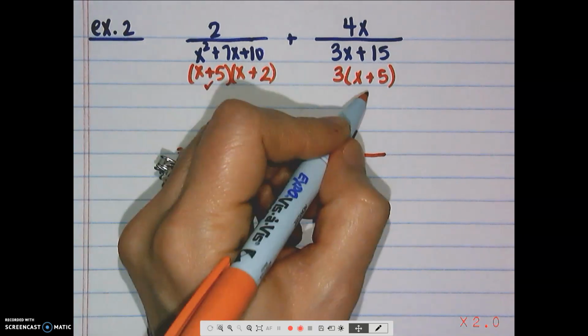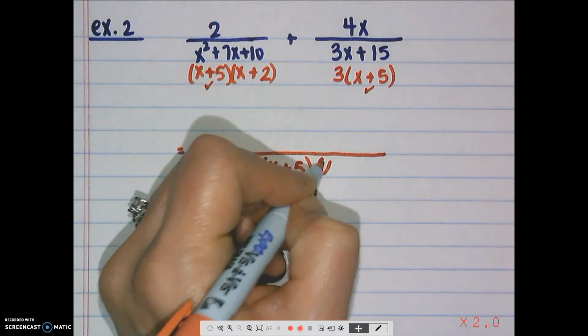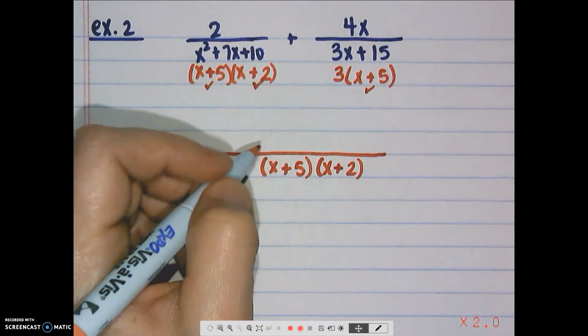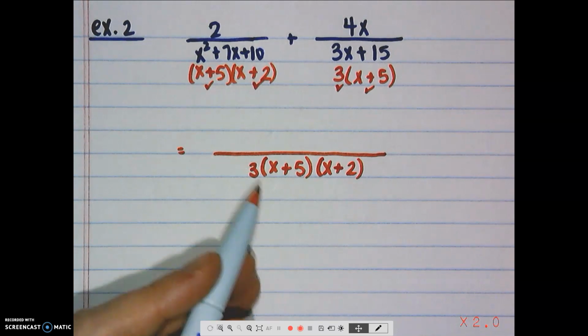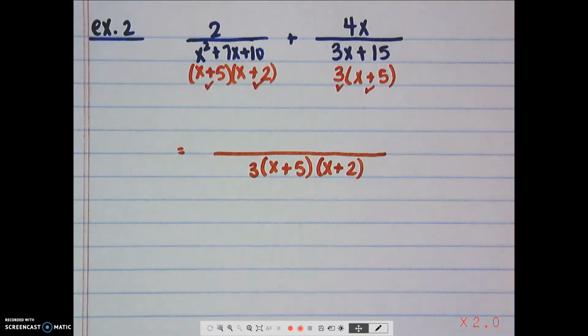And you can also put little checks to make sure you're taking care of everything. I have an x plus 2 that the first fraction has, and then the second fraction has a 3 that I haven't used. So I've used all of the different pieces to create my common denominator. Again, you're looking for what they have in common first and then going in to whatever else is left.